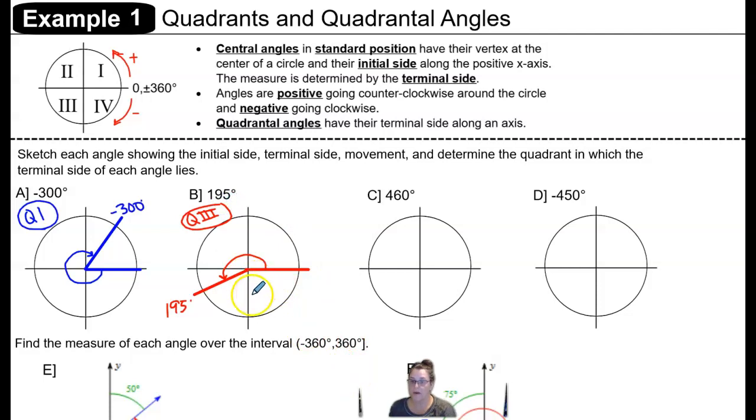Okay, go ahead and pause the video then and try examples C and D on your own, and when you're ready to check those together, go ahead and resume.